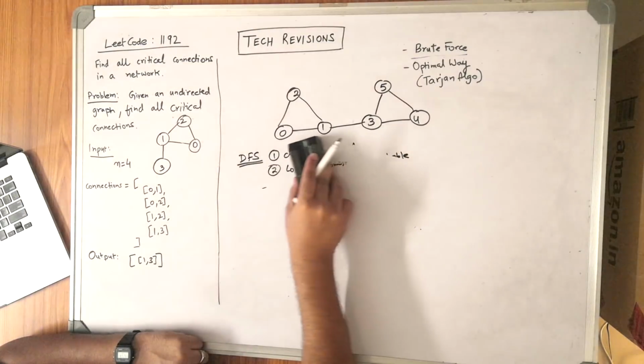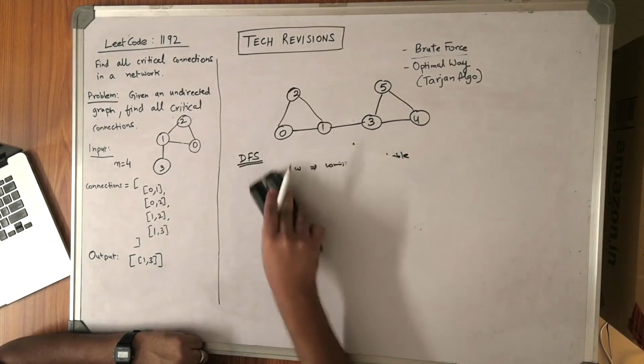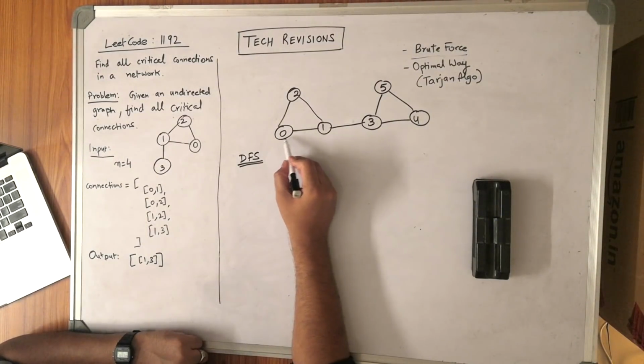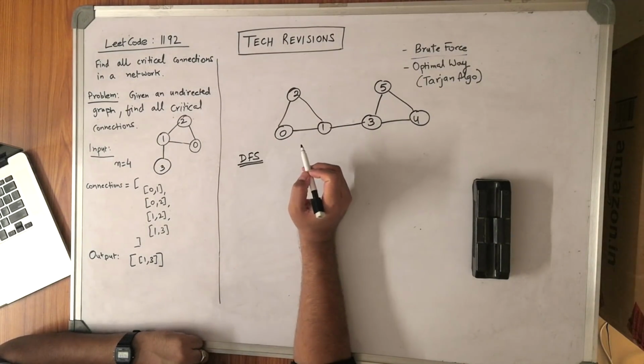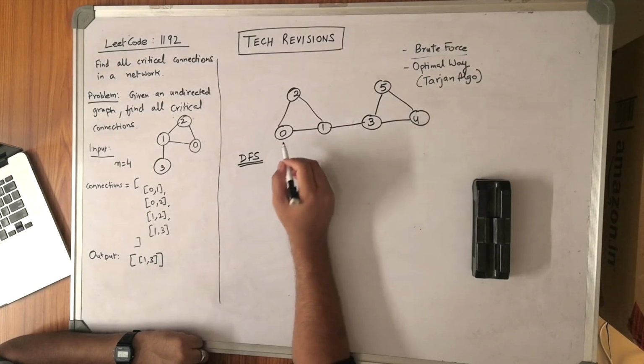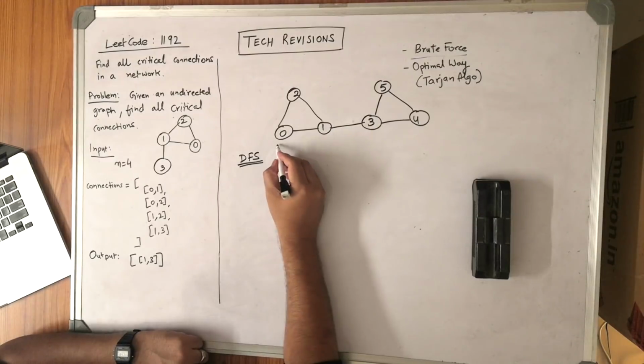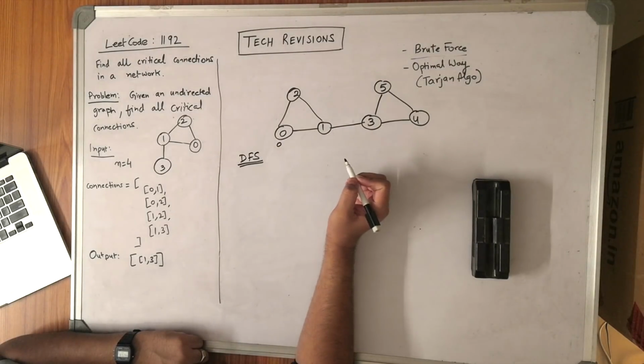So let me just remove this and let's try and traverse through this graph and track these two items. Suppose my DFS starts from this particular node. This node just got discovered. I don't know about the rest of the graph, so I immediately assign 0 ID to it.